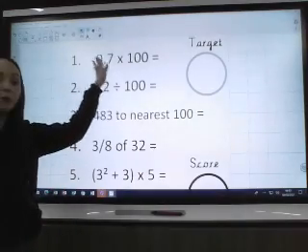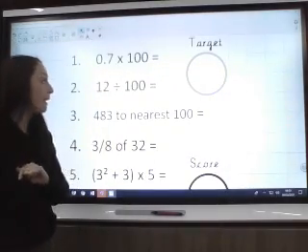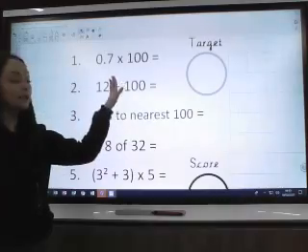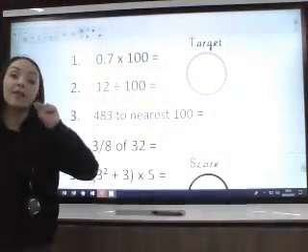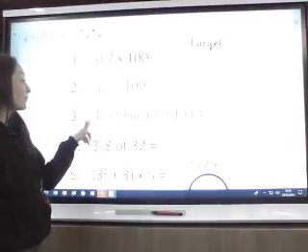So number 1 is 0.7 times 100. So remember, if we're multiplying, the number's got to get bigger, hasn't it? And then you've got 12 divided by 100. So remember, that one's got to get smaller, so it's got to be a decimal, hasn't it?